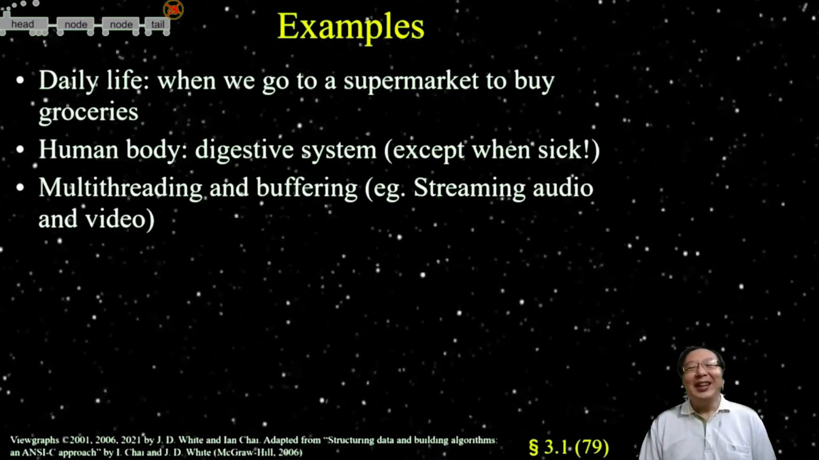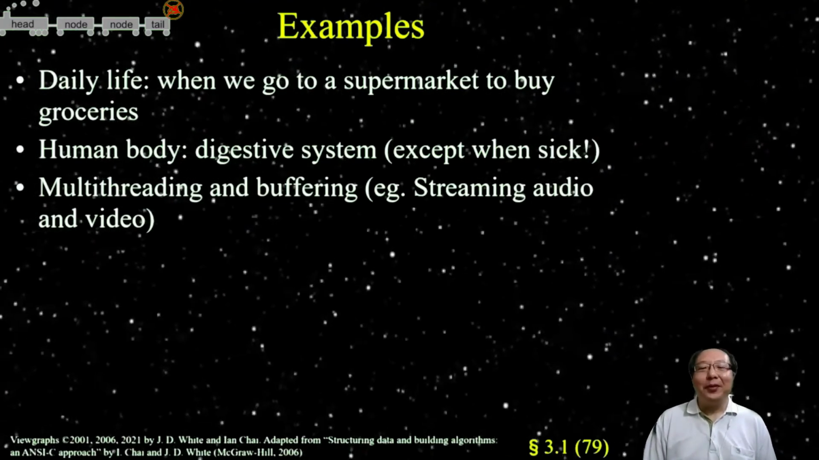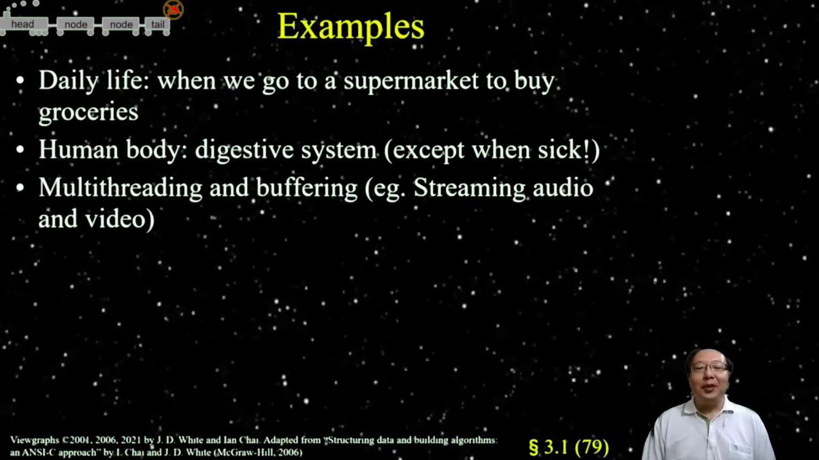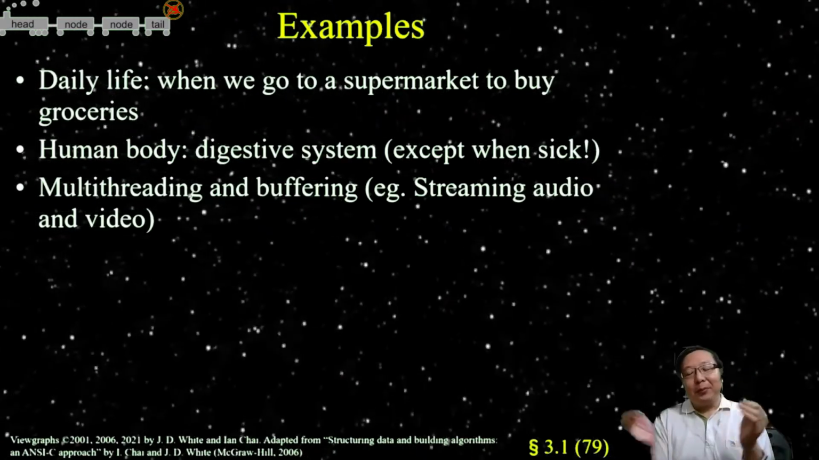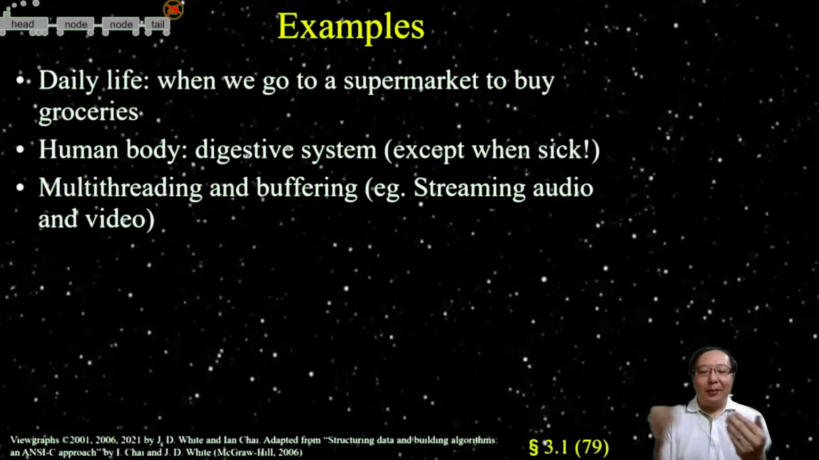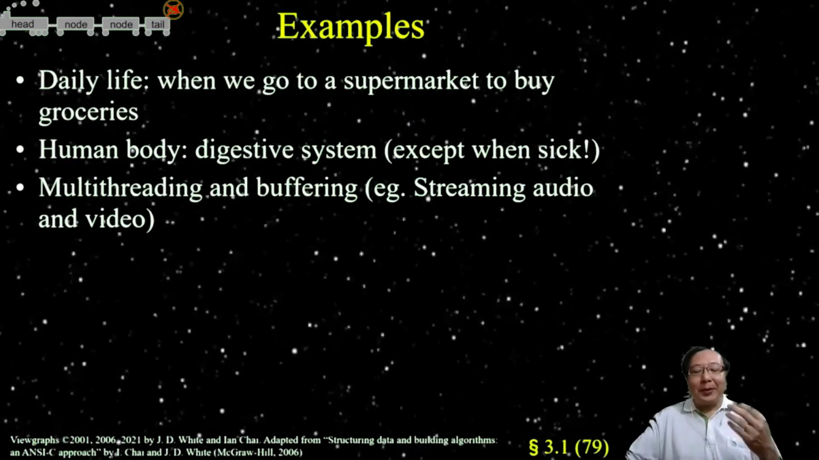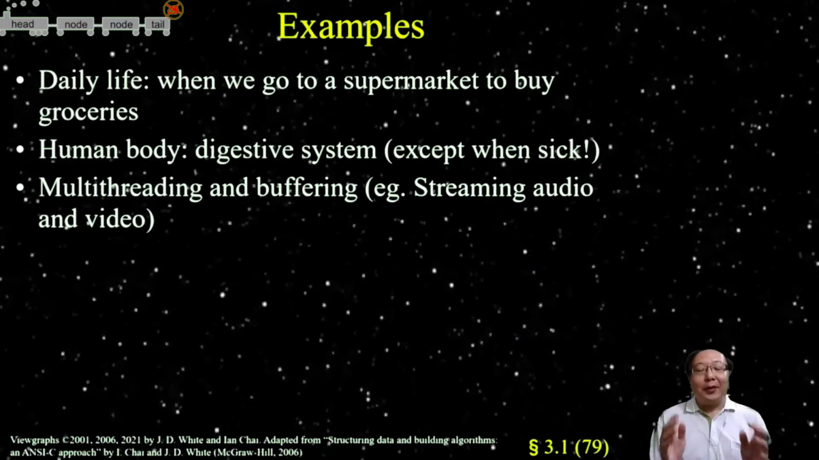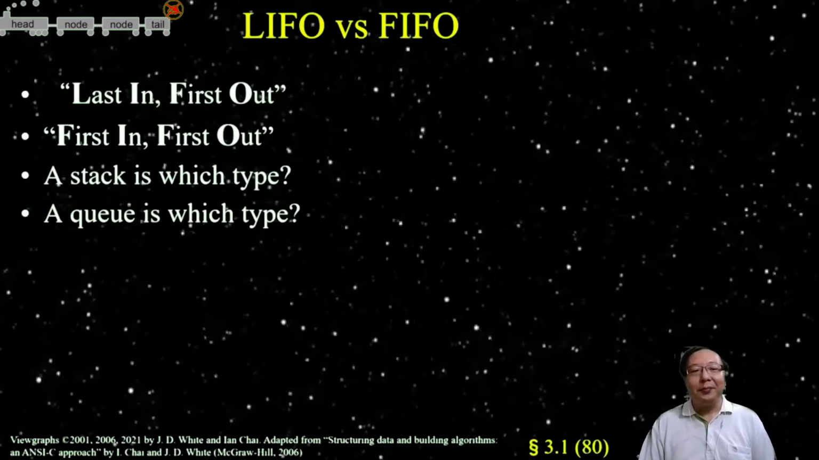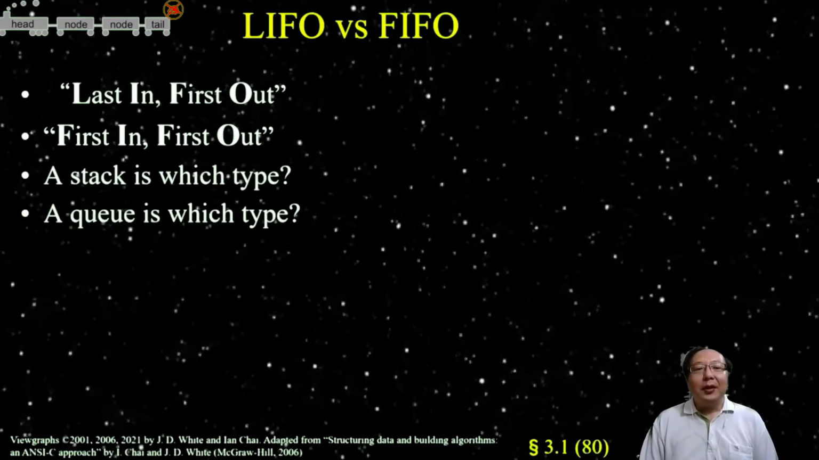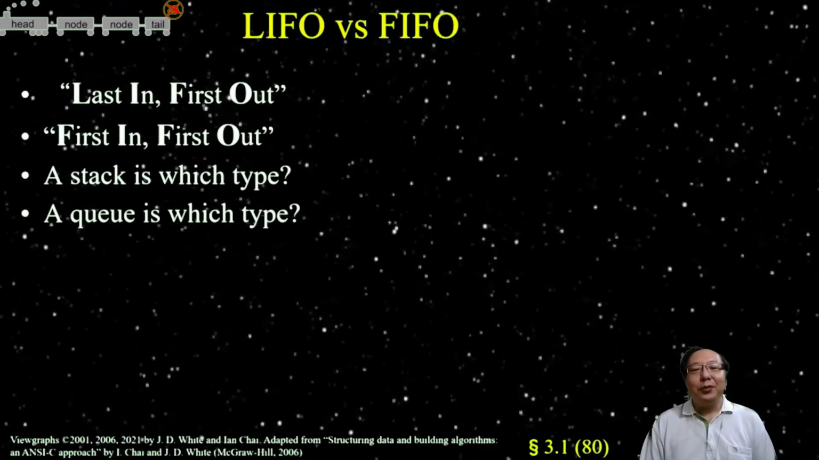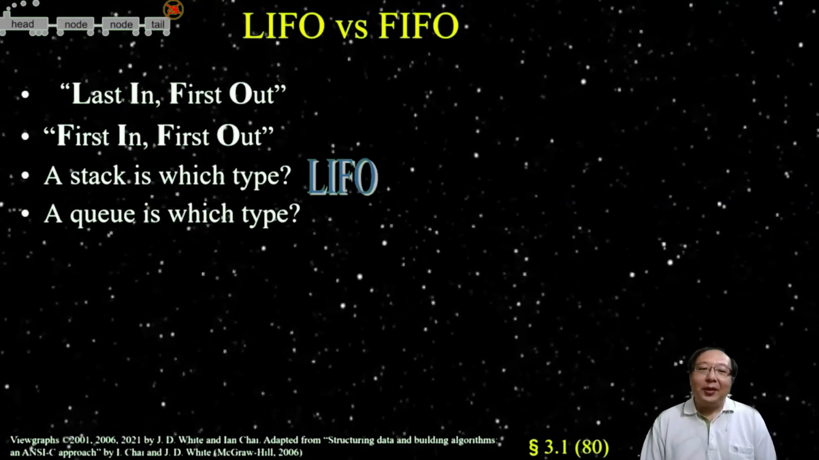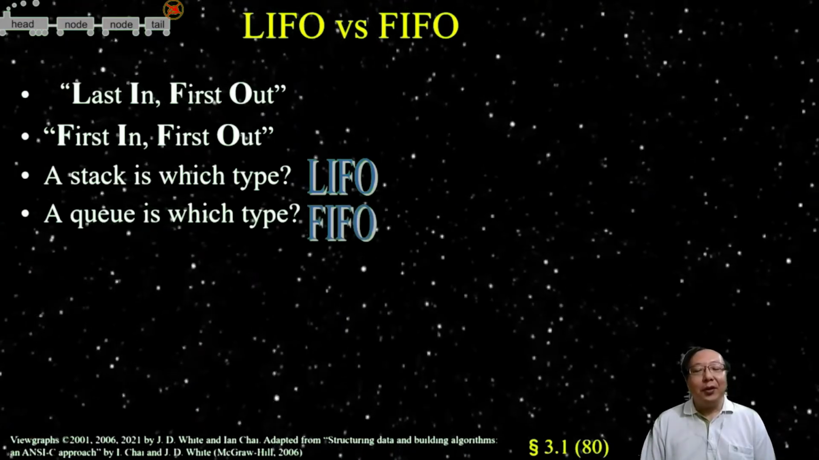Okay, and then there's multi-threading and buffering. For example, streaming audio and video also are implemented with a queue because you want to buffer the input while it's playing, and maybe sometimes the internet is a bit faster, sometimes it's a bit slow, so you want to have some data already ready to play when you need it. So, as last time, we've got these two hobbits, LIFO and FIFO, and we saw that a stack is LIFO and the queue is FIFO.